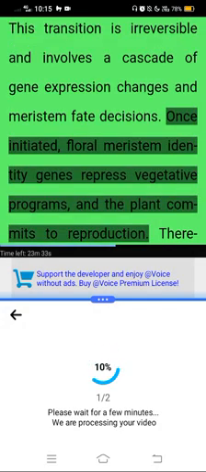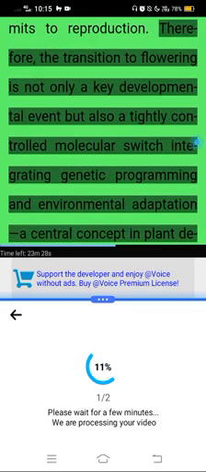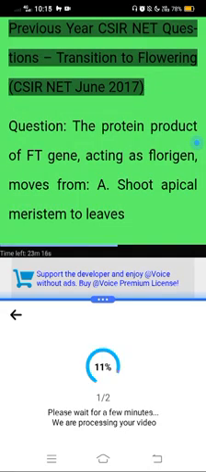Once initiated, floral meristem identity genes repress vegetative programs, and the plant commits to reproduction. Therefore, the transition to flowering is not only a key developmental event but also a tightly controlled molecular switch, integrating genetic programming and environmental adaptation, a central concept in plant developmental biology and a frequent topic in CSIR NET examinations. Previous year CSIR NET questions.